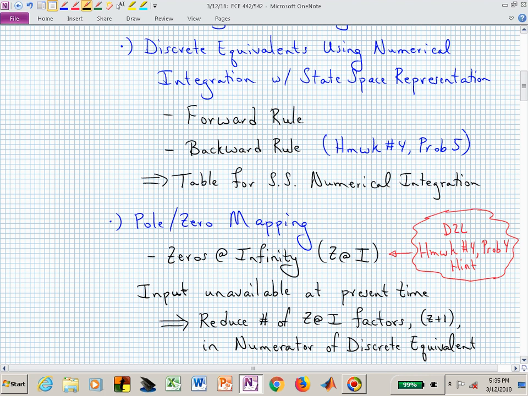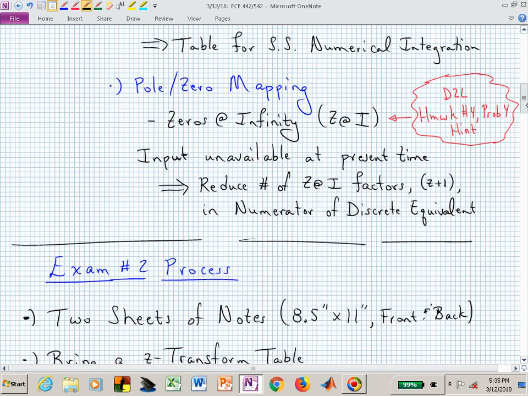And that gives you certain nice properties relative to implementation. So I was hoping maybe I had implementation issues, but I don't in that description. But due to implementation issues is why you might want to reduce the number of z plus 1 factors in your discrete equivalent. And we'll try to get to that if I would quit talking.